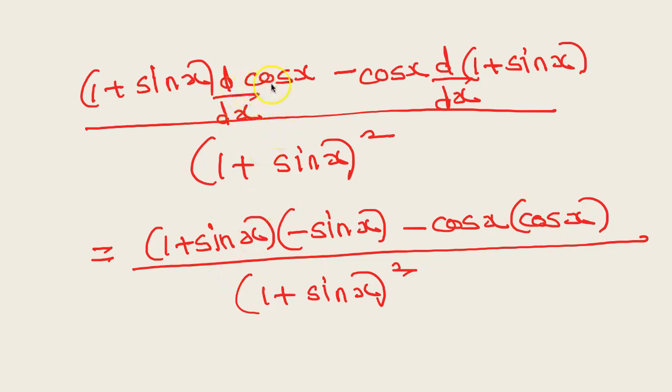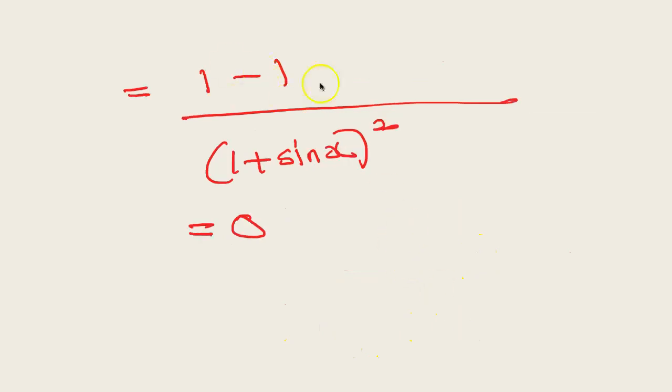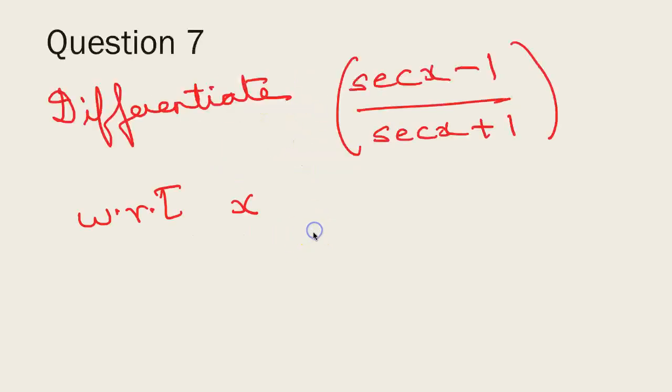(1 plus sin x), what is derivative of cos x, minus sin x, minus cos x, what is d/dx of 1, 0, plus d/dx of sin x is what? Cos x. So simplifying, we get 1 minus sin squared x minus cos squared x by (1 plus sin x) the whole squared. What happens when we take out the minus sign? We get 1 minus bracket sin squared x plus cos squared x by (1 plus sin x) the whole squared. And what is sin squared x plus cos squared x? 1. So your answer becomes 0.